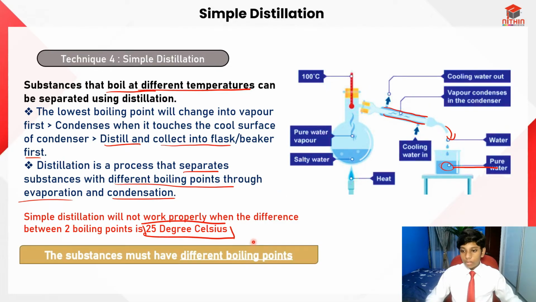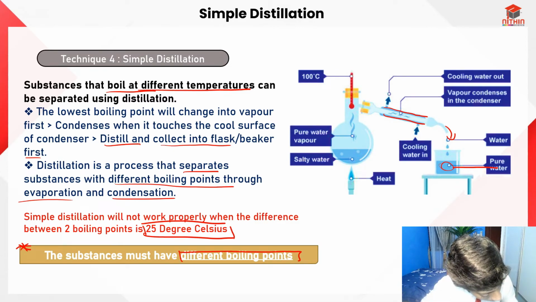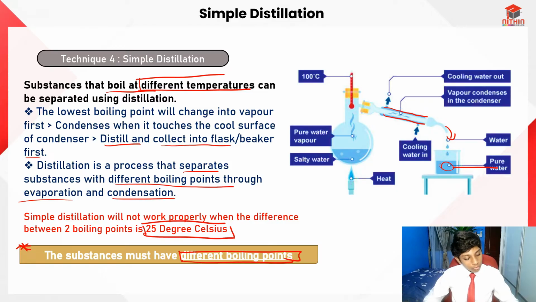One more thing that is very important here is that the substances must have different boiling points. This is the most important thing that you need to take note of. I've already highlighted it here as well. I'm just showing this to you so that you understand truly. Let's take a look at how the distillation setup is set up.